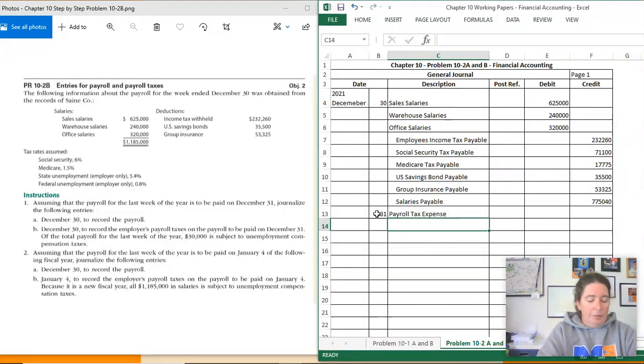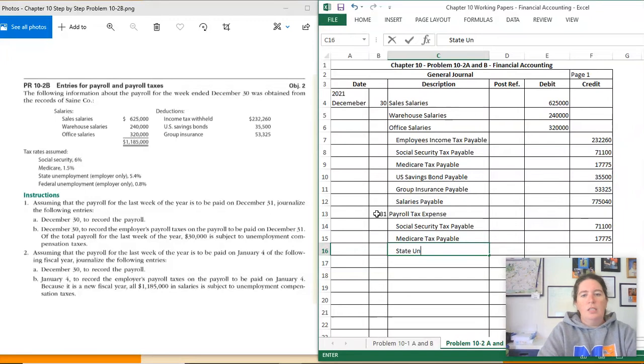The next thing I'm going to list is my Social Security tax. Thankfully, it pops right up there. We calculated that up above to be $71,100. You can calculate it again, or you can just bring that number down. And then my Medicare. Again, we calculated that above to be $17,775. And then I have my state unemployment tax and my federal unemployment tax.